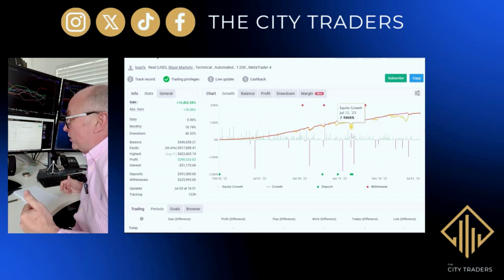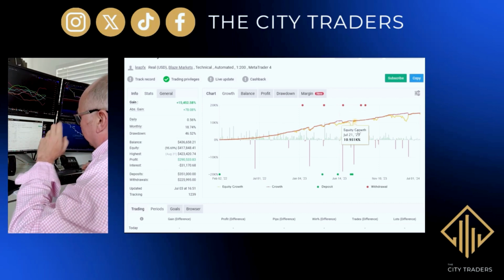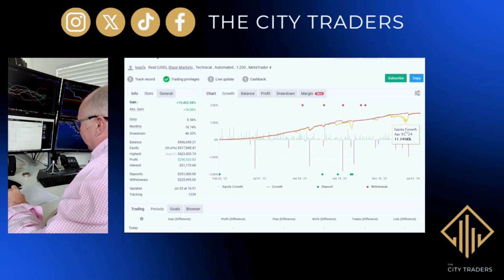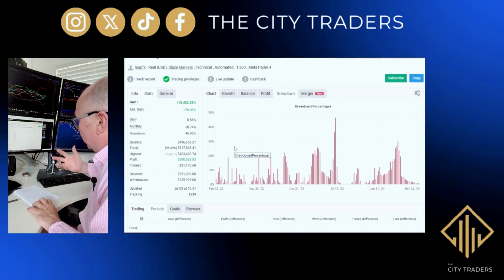Are you going to stick with this strategy when you're seeing your account almost halved in value? You've got to be pretty thick-skinned for that. You see the yellow line deviating from the red growth line. This is the equity line, and this shows you the open trades. Again, you've got to be pretty thick-skinned to be sticking with something like this.